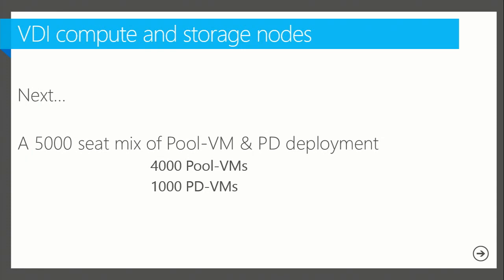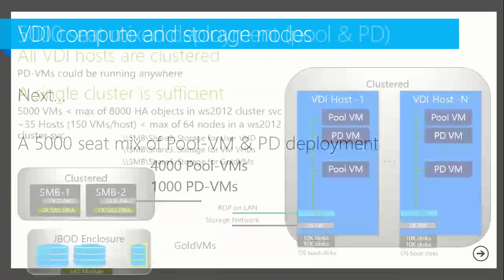Next, let's look at a mixed pool VM and PD deployment. What we've seen is that pool VM is the common use just because it's a lot easier to manage pool VMs. And an 80-20 breakdown has been typical in my experience. So these are the numbers I've used: 4,000 pool VMs, 1,000 PD VMs.